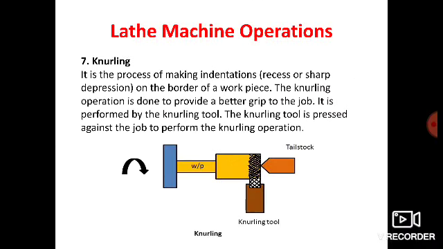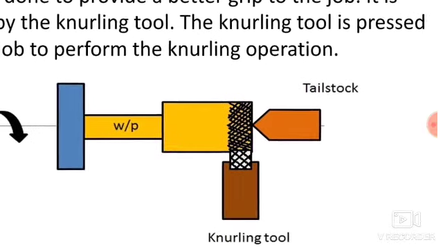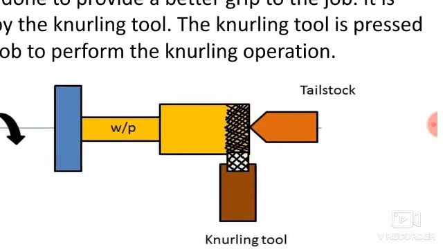Now next operation, that is knurling. It is a process of making indentation on the border of the workpiece. The knurling operation is done to provide a better grip on the job. It is performed by a knurling tool. The knurling tool is pressed against the job to perform the knurling operation. Here in this image you can see the knurling operation. The knurling operation is done with the help of a knurling tool.